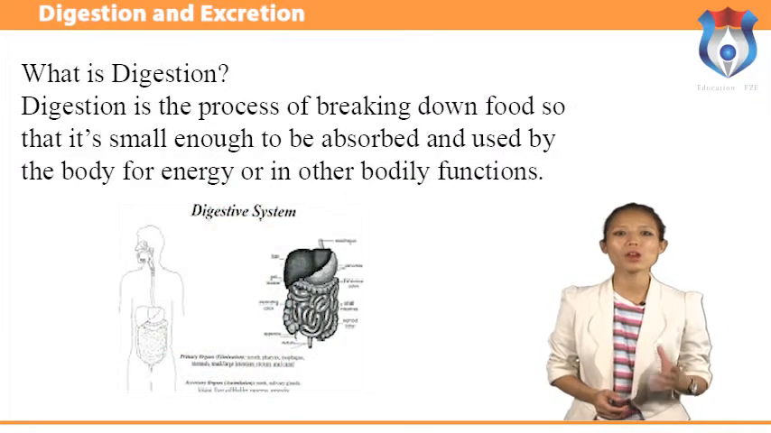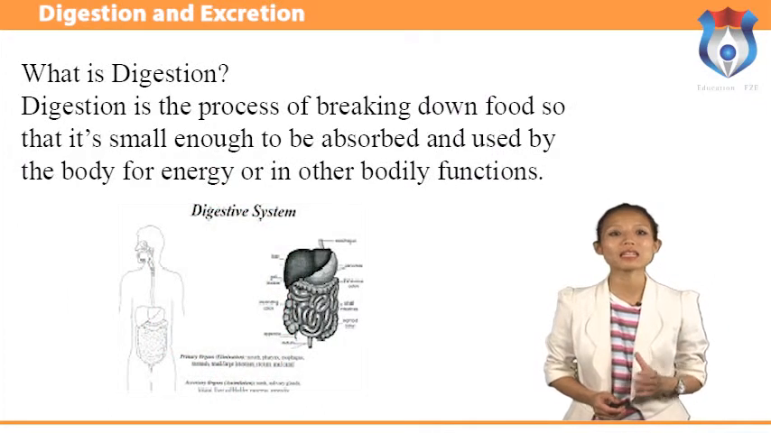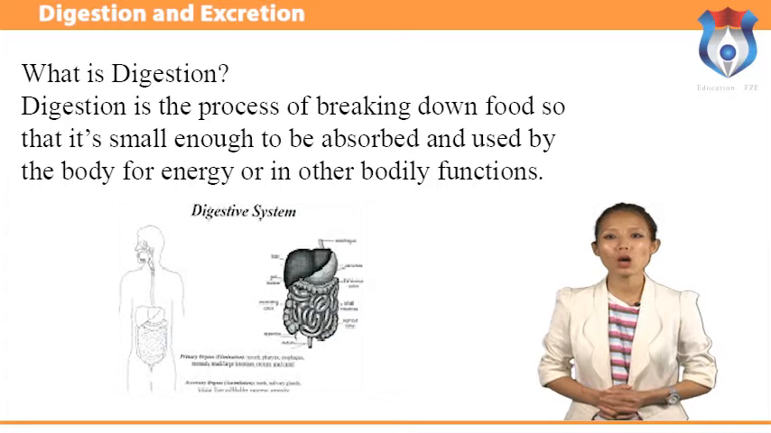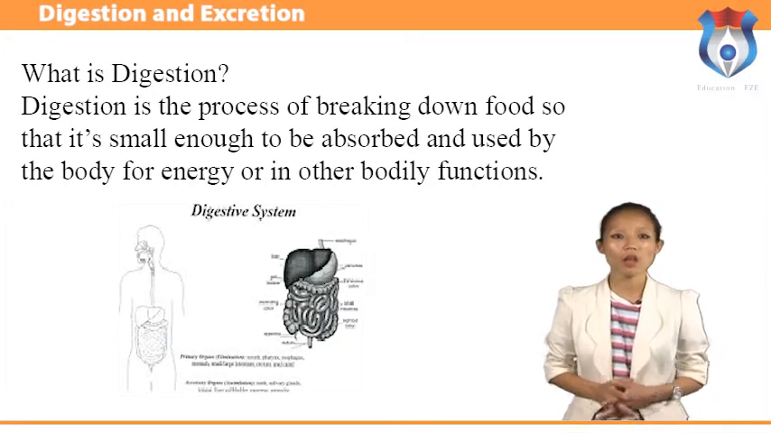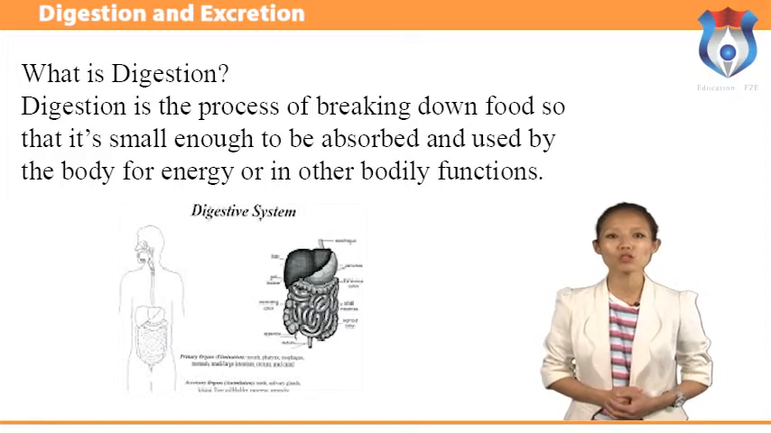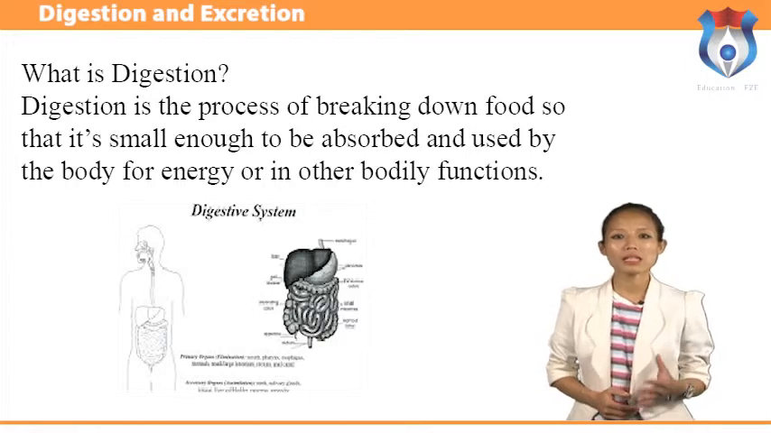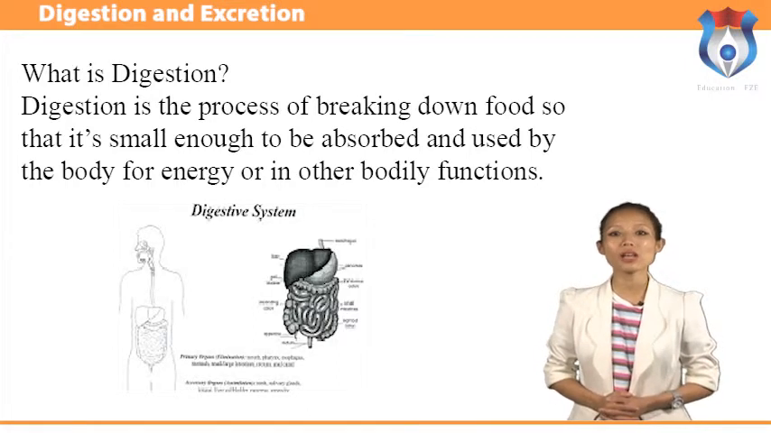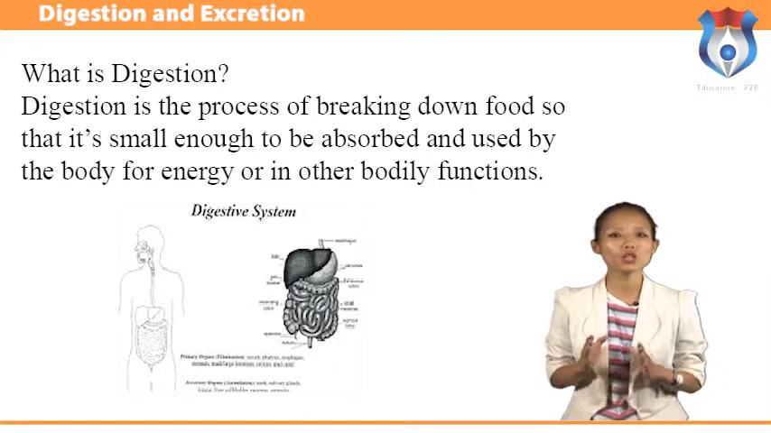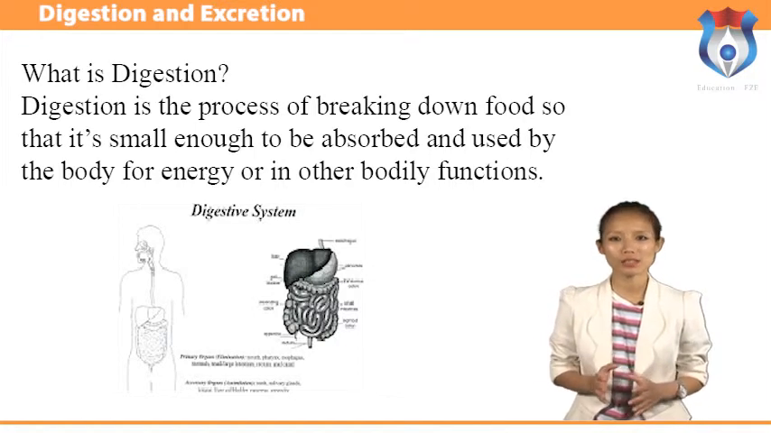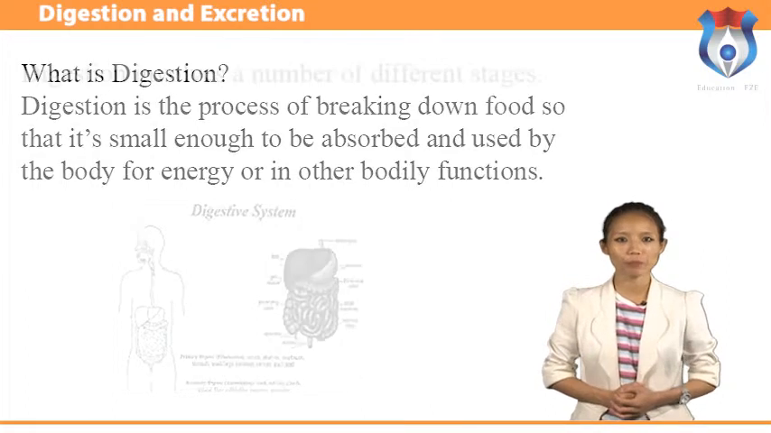Digestion is the process of breaking down food so that it's small enough to be absorbed and used by the body for energy or in other bodily functions. Food and drink must be changed into smaller molecules of nutrients to be absorbed into the blood and carried to cells throughout the body. Digestion is a process by which food and liquid are broken down into smaller parts so that the body can use them to build and nourish cells and to provide energy.